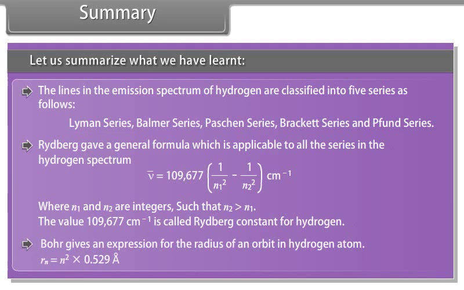Bohr gives an expression for the radius of an orbit in hydrogen atom. Rn = n² × 0.529 angstrom.